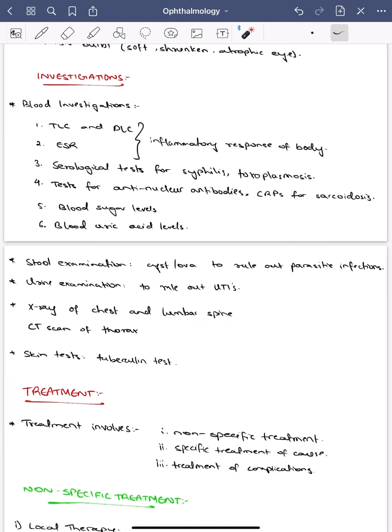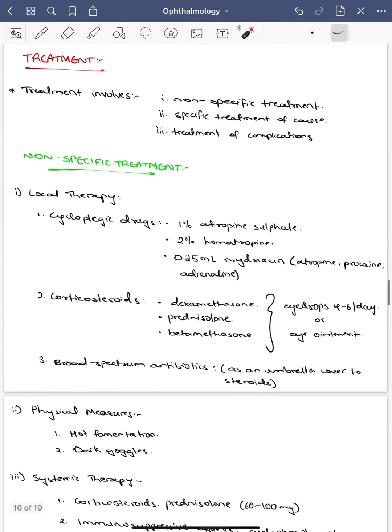Now the treatment modality involves three things: the non-specific treatment, the specific treatment of the cause once the diagnosis has been established, and finally the treatment of the complications. Now the non-specific treatment, that is, if a patient comes to you with uveitis, the immediate treatment to be started is cycloplegic drugs and corticosteroids. So before we go into that, non-specific treatment can also be divided into local therapy, physical measures, and systemic therapy.